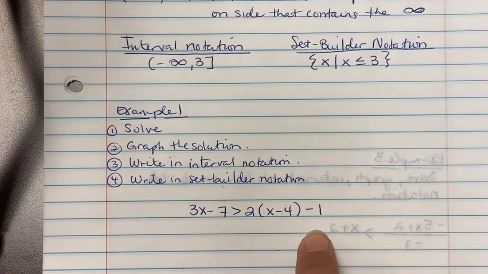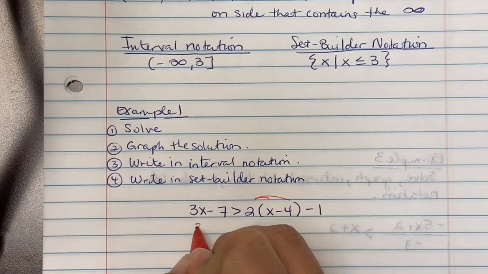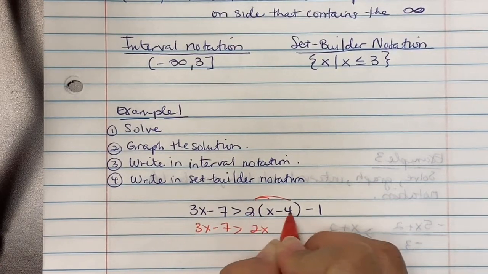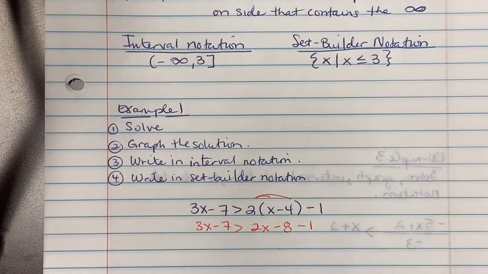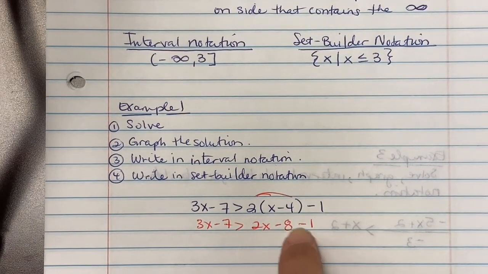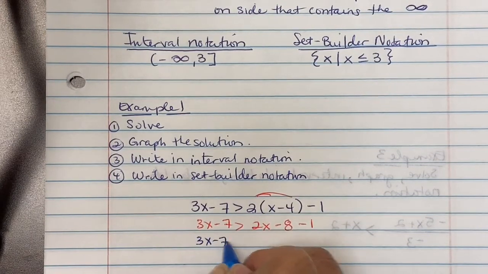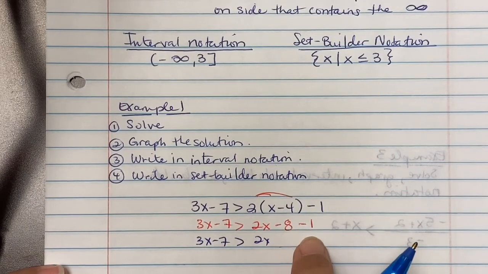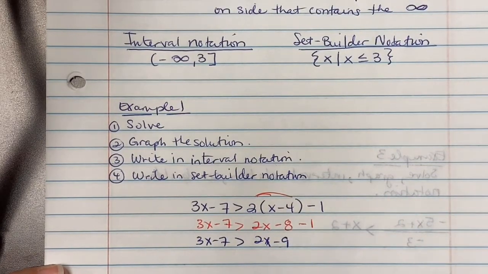Before we can do anything, we need to distribute the 2 in. So we see 3x minus 7 is greater than 2x. 2 and negative 4 multiply to be negative 8, and then negative 1. You're going to combine your like terms on the right side of the inequality. So 3x minus 7 slides down. So 2x, I'm short $8 and then short another $1 I didn't have, so I'm now short $9.